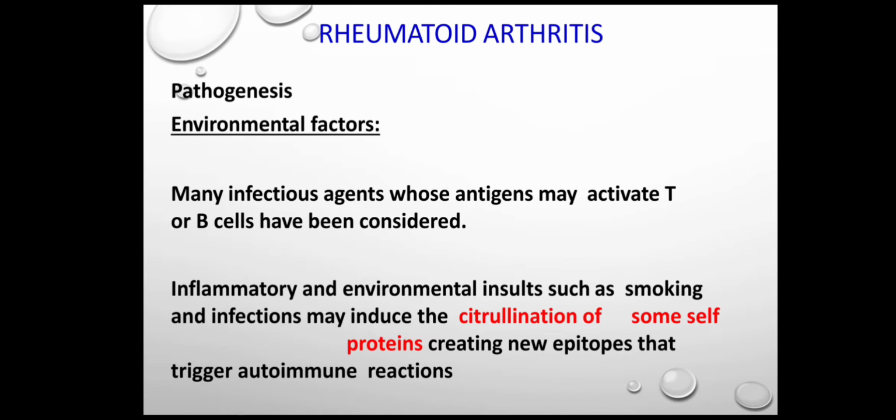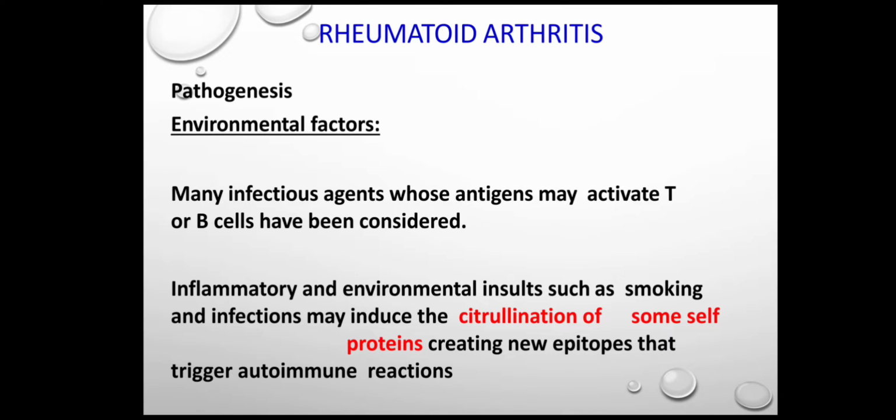Environmental factors, many infectious agents whose antigen may activate T or B cells. So basically, we don't want active T and B cells. We want inhibition of these activated T and B cells. Immature T cells or B cells, when they recognize antigens, whether self or external, are called activated T and B cells. We don't want that. We want to kill those by apoptosis. I mean, it should kill itself by apoptosis.